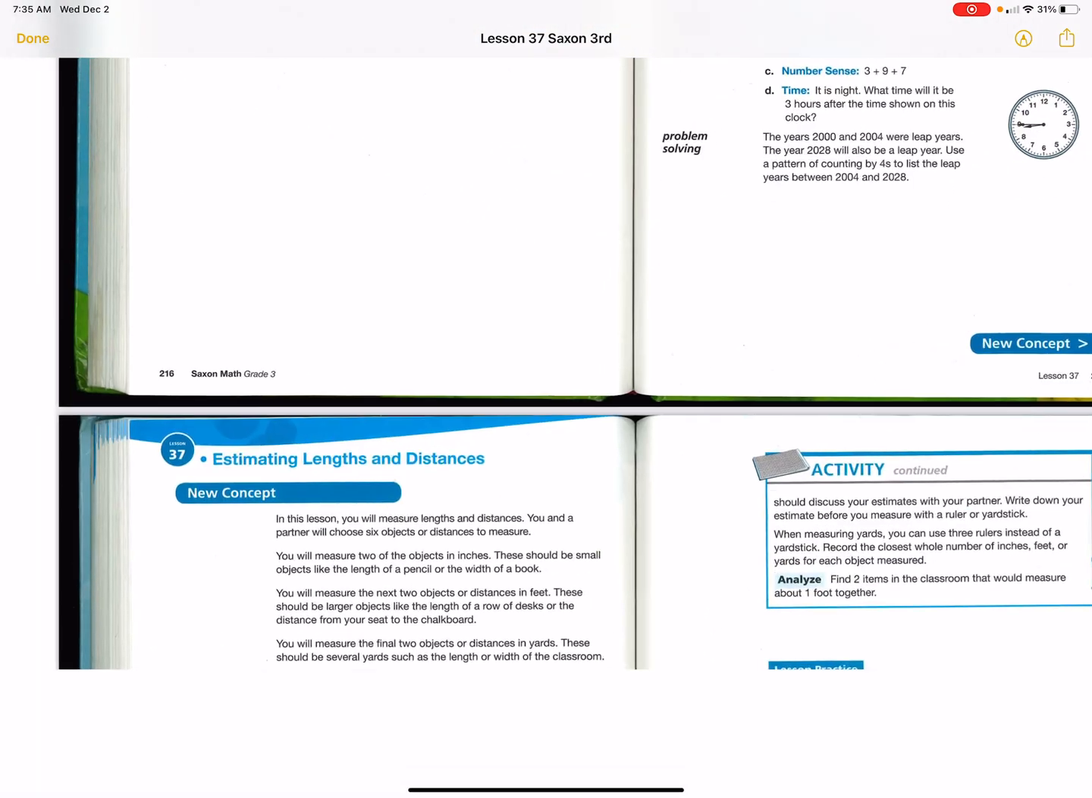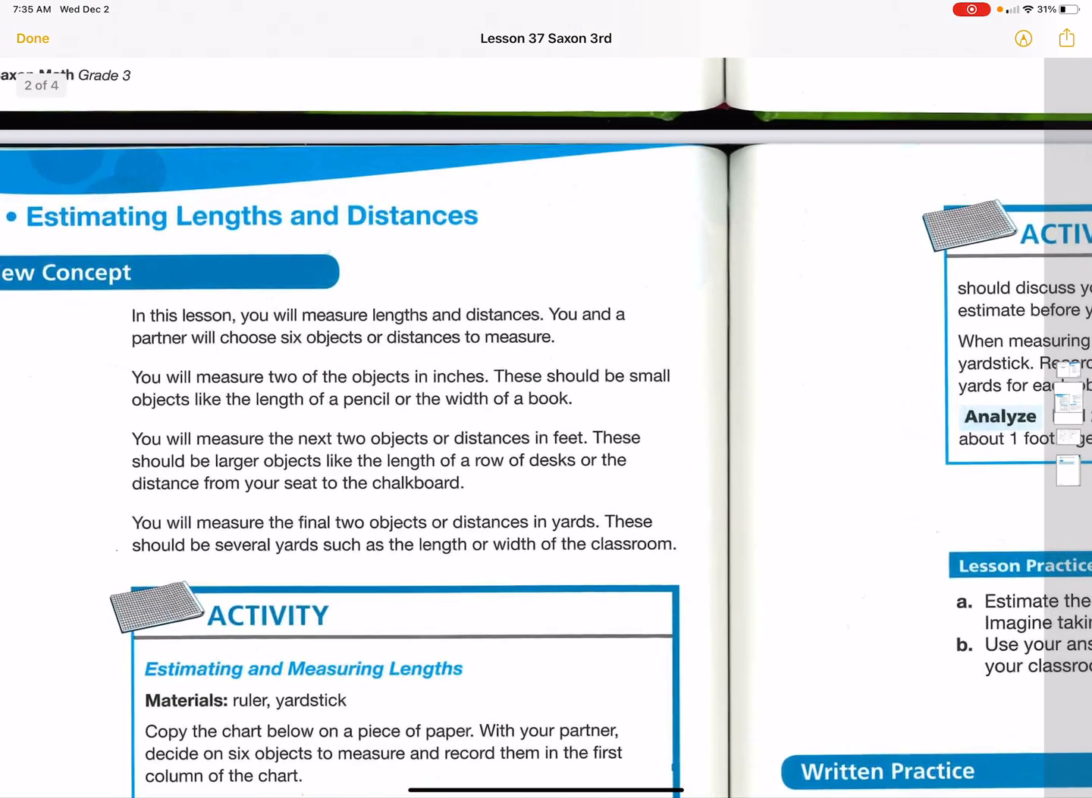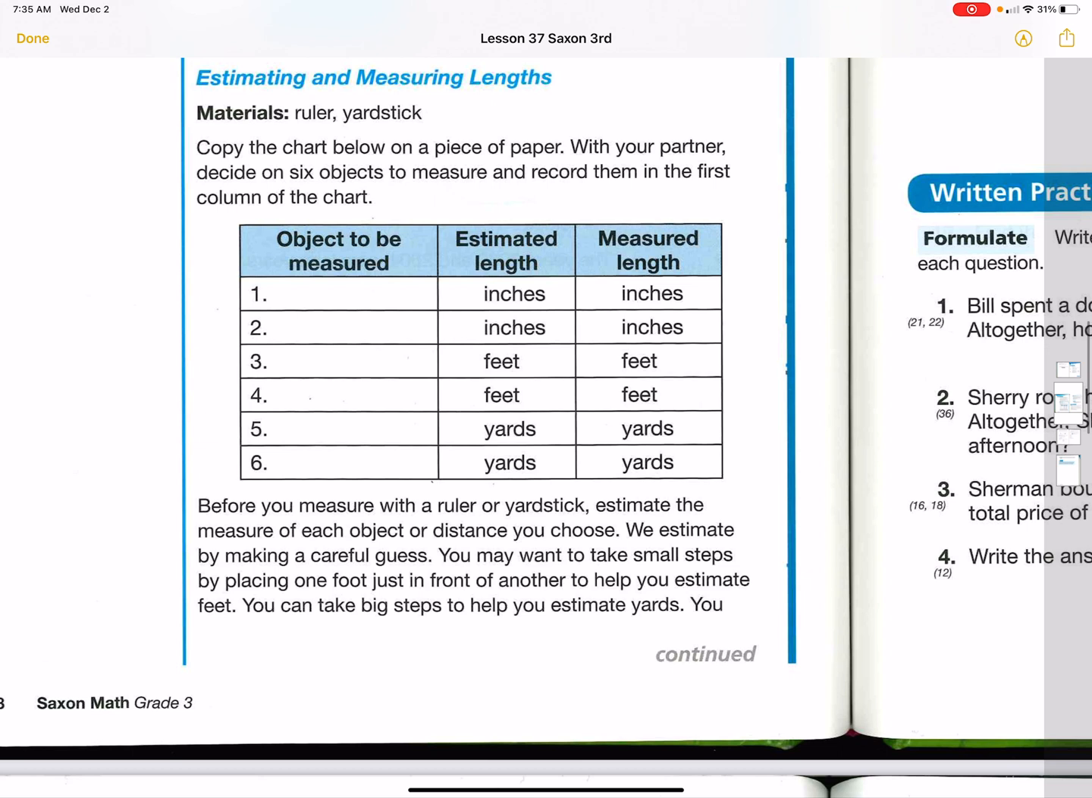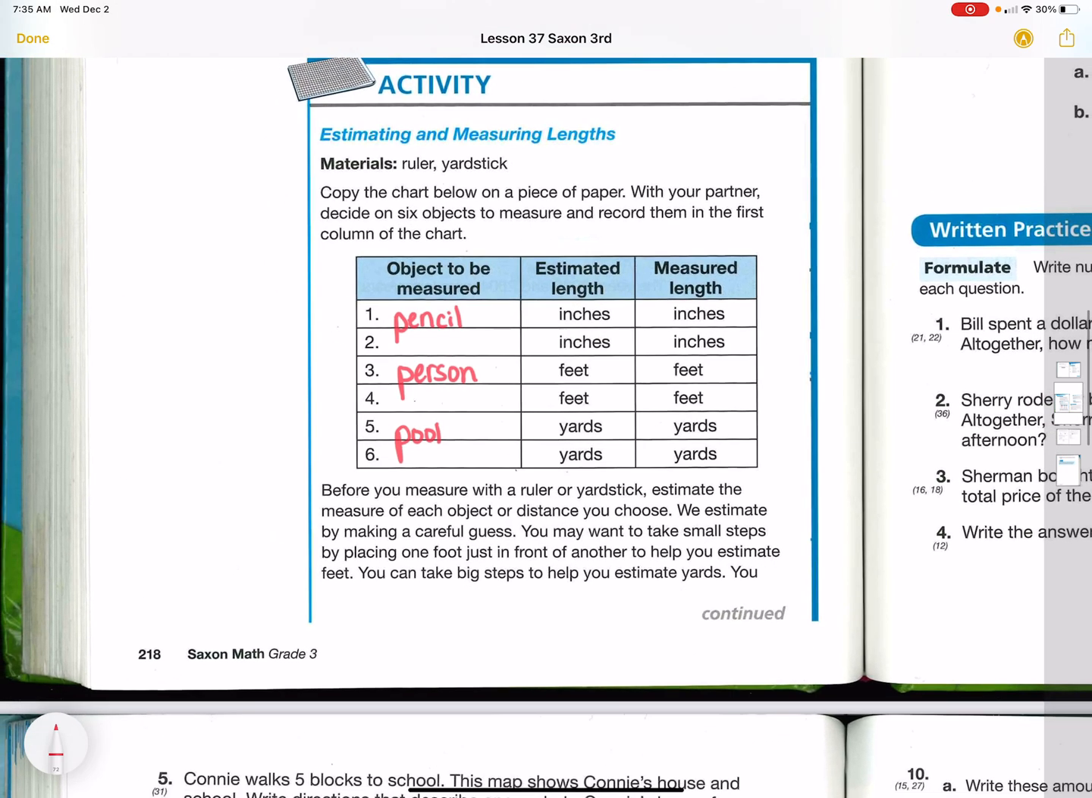Let's see. We're estimating the lengths and distances today. So down here we have an activity that we would normally do in class, and it is telling something that you would measure in inches. And I'm just going to give you one example. A pencil is something you normally measure in inches. A person or a car is something you'd normally measure in feet. And a pool is something you'd measure in yards or meters.